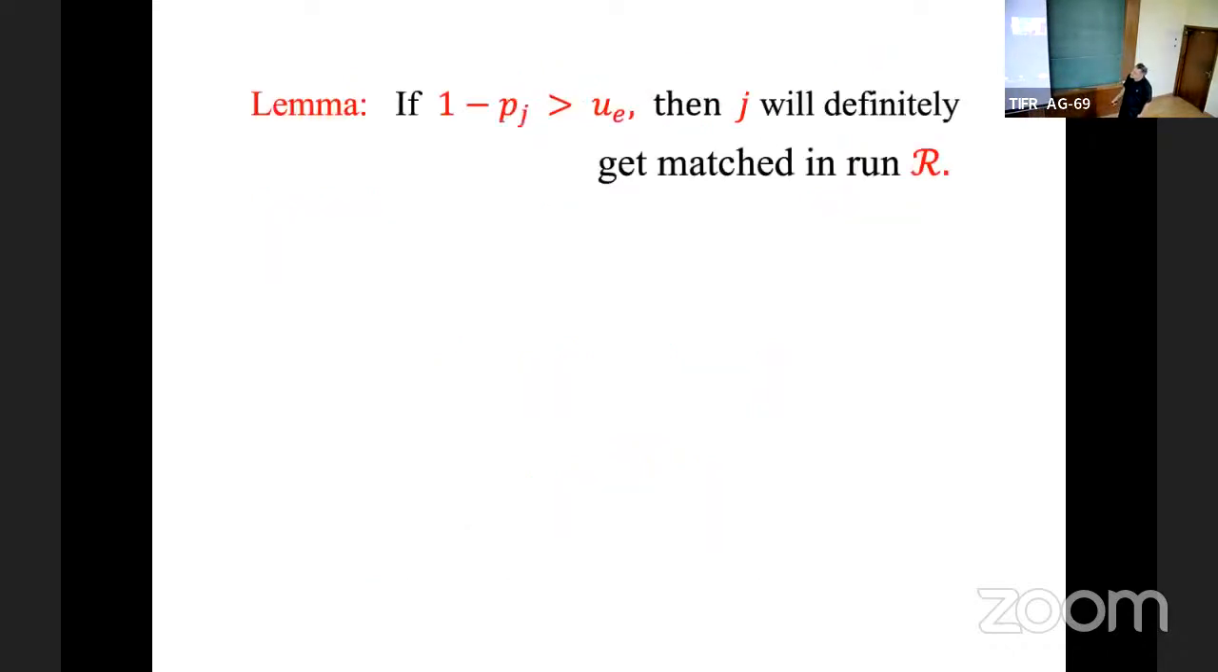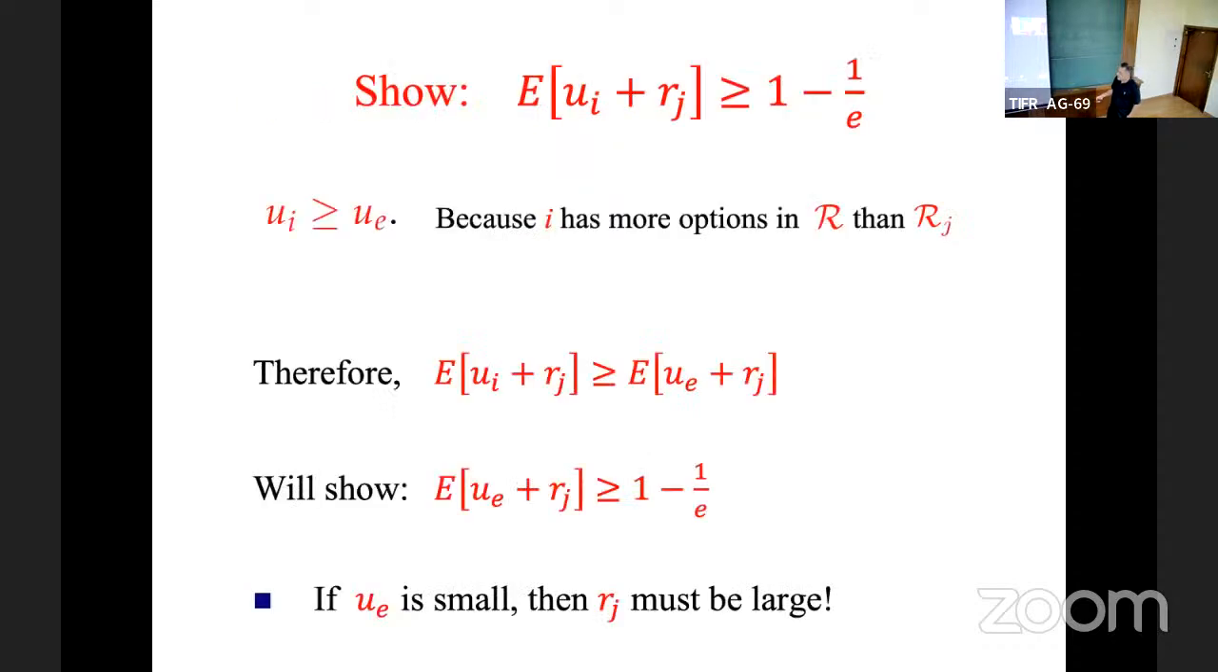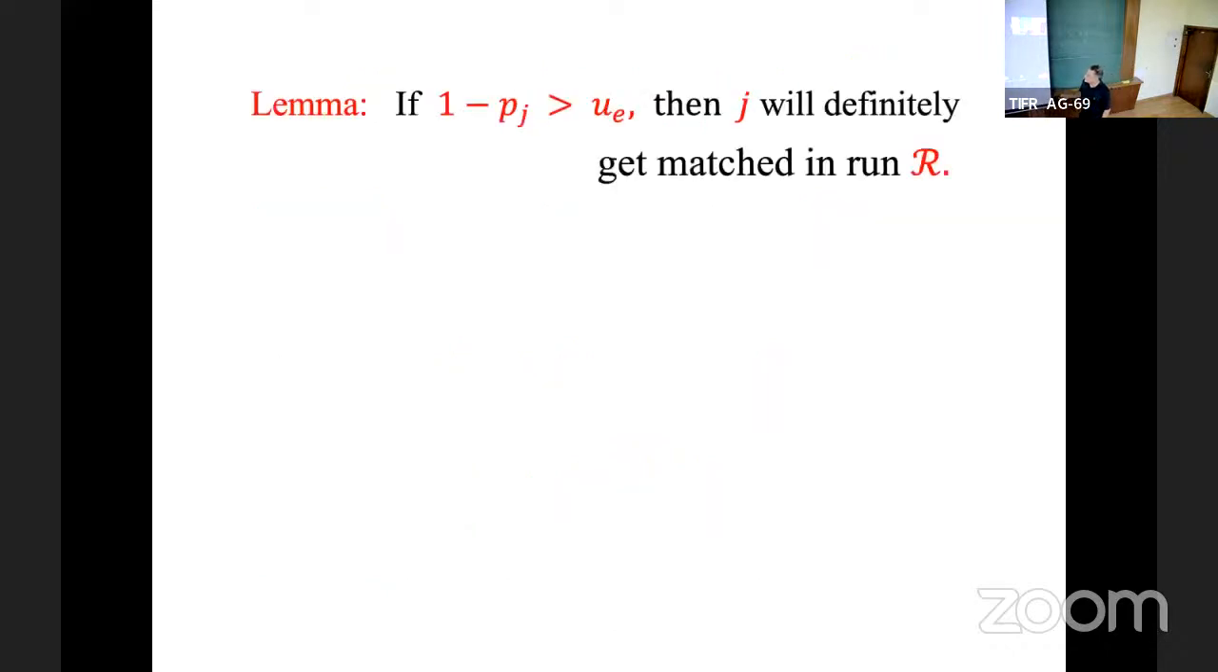Okay, so let's see when it is that good J accrues revenue. It accrues revenue if it got matched, obviously. If it never got matched, it accrues 0 revenue. So when does it get matched? So the claim is that if 1 minus Pj is bigger than UE, then J will definitely be matched in the run R.